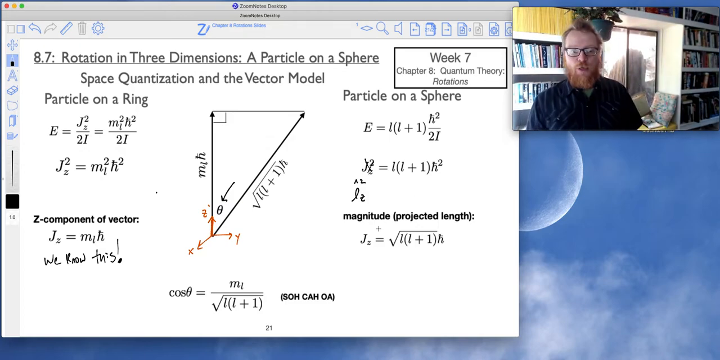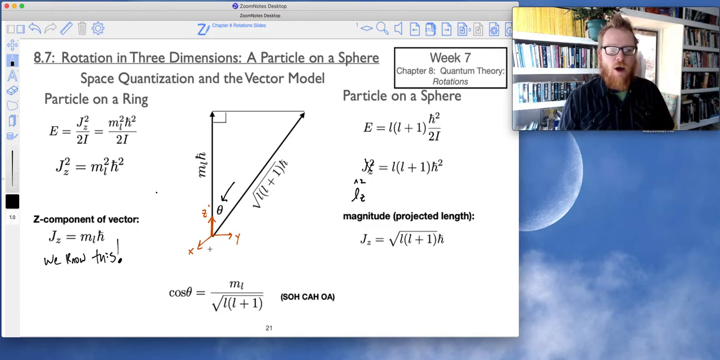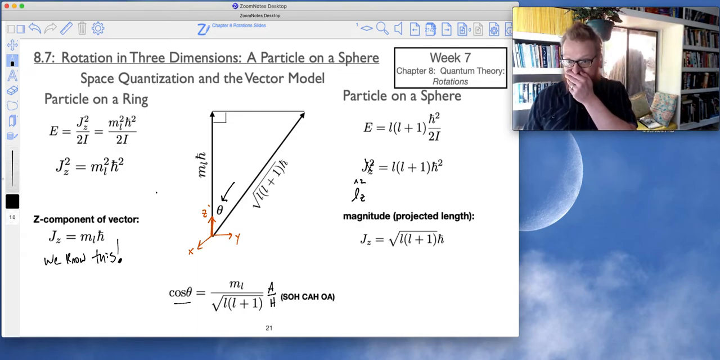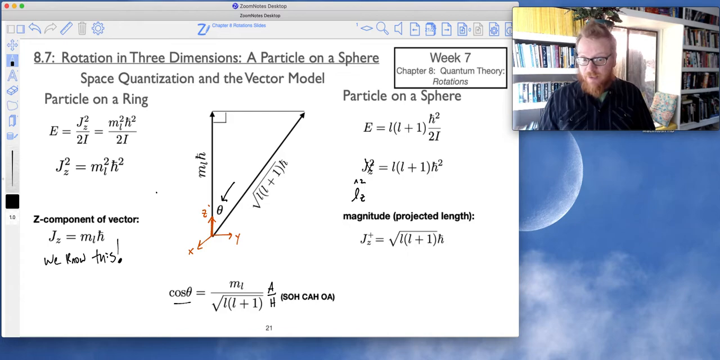How do we get that angle theta? Well, SOHCAHTOA, right? Remember, cosine is the adjacent over the hypotenuse. And based on the way that I've drawn this picture, we can see the cosine of theta is then going to be the adjacent, which is ml h bar, or just ml in this case, over the hypotenuse. So what this means now is we can specify the projected length.